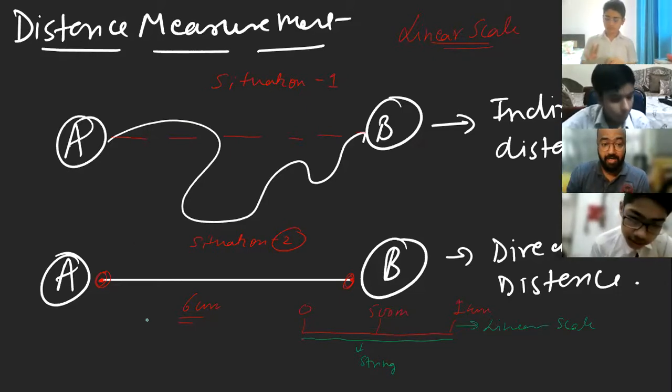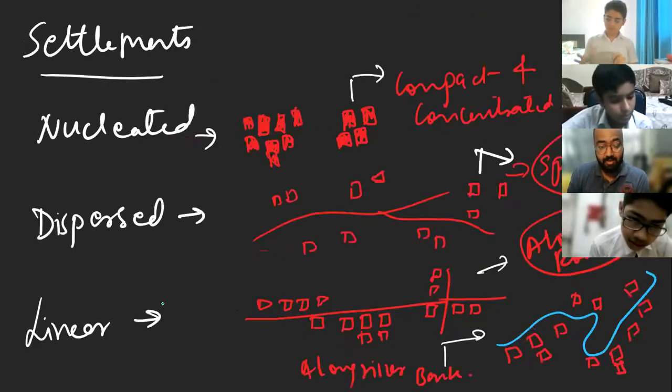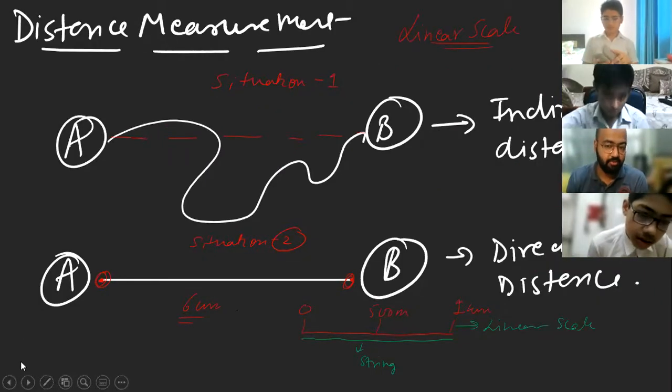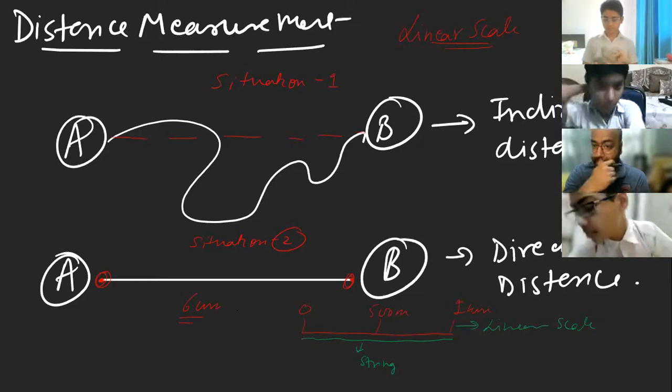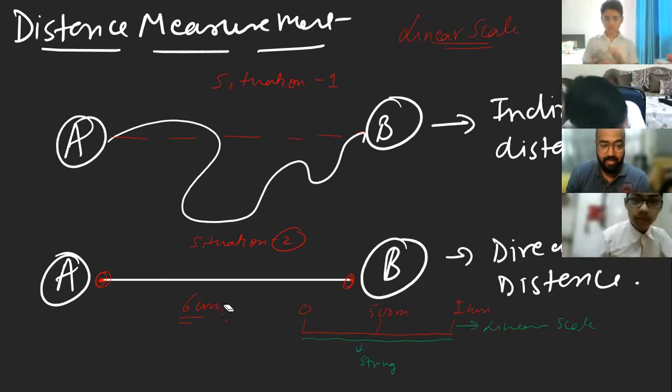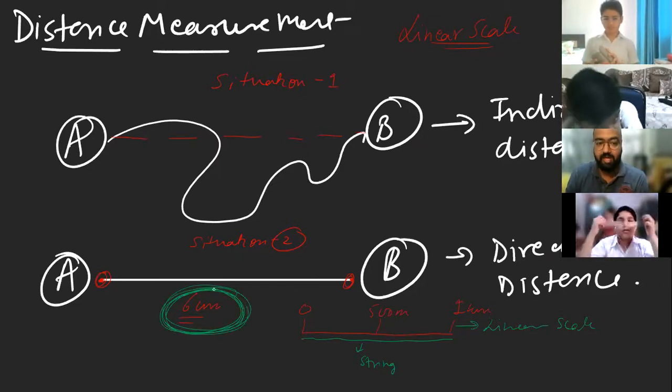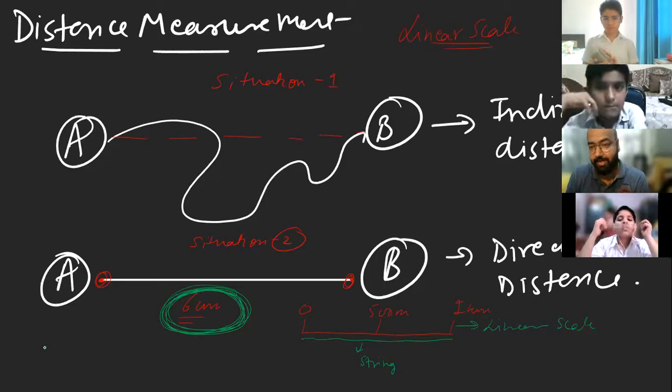अब अगर आपके पास स्केल था, if you had a scale, then what will you do in that situation? उस सिचुएशन में क्या करते हैं? We will stretch the string. स्ट्रिंग को आपने स्ट्रेच करके जब डिस्टेंस कैलकुलेट किया तो वो कितना आया, 6 सेंटीमीटर आया.